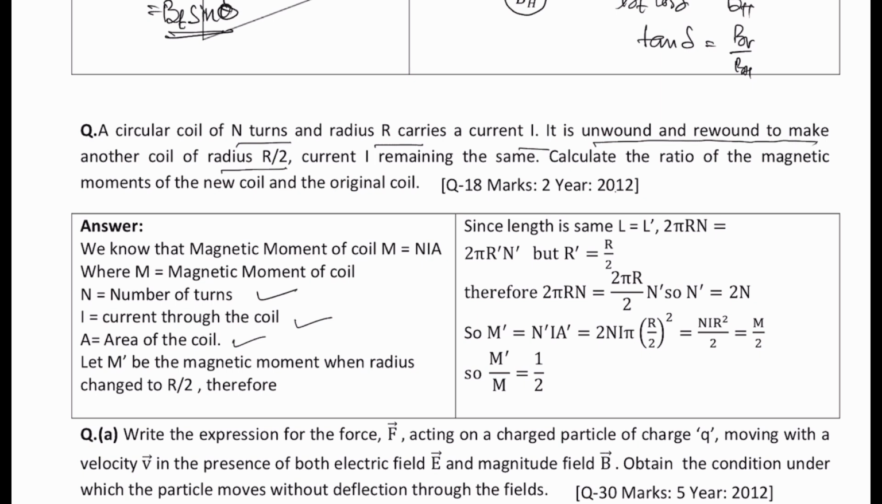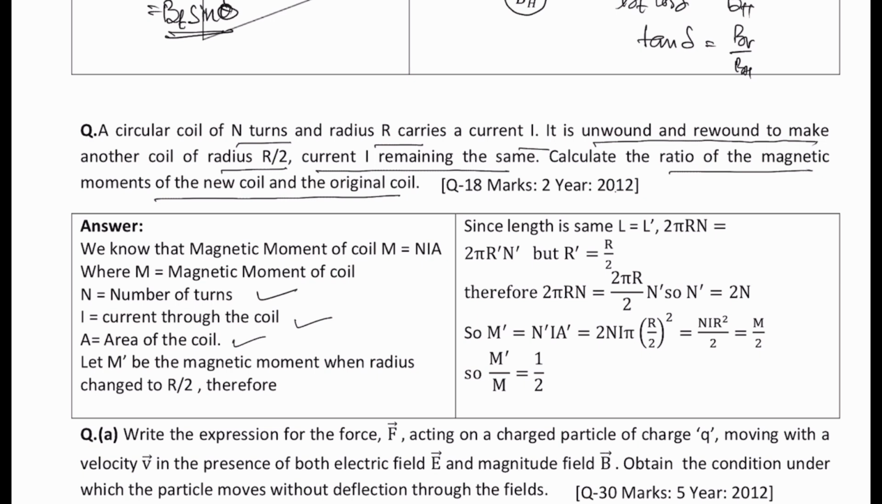So the entire coil is first unwound, and then it is rewound in such a way that now the radius is r by 2. The initial radius was r, now the radius is r by 2. Now, the current remaining the same, calculate the ratio of magnetic moments of the new coil and the original coil. The new coil will have a different number of turns because the size of this coil is reduced to r by 2. The original number of turns is n, correct?